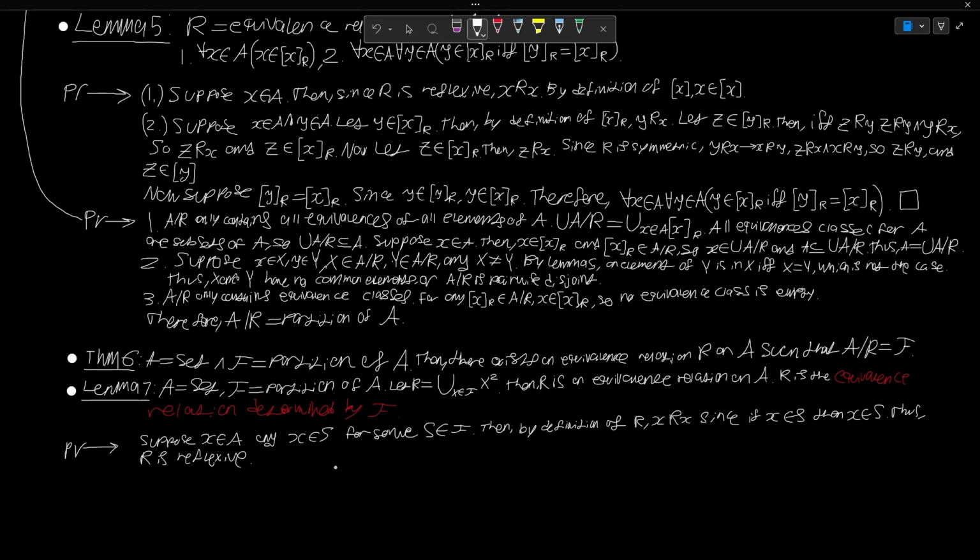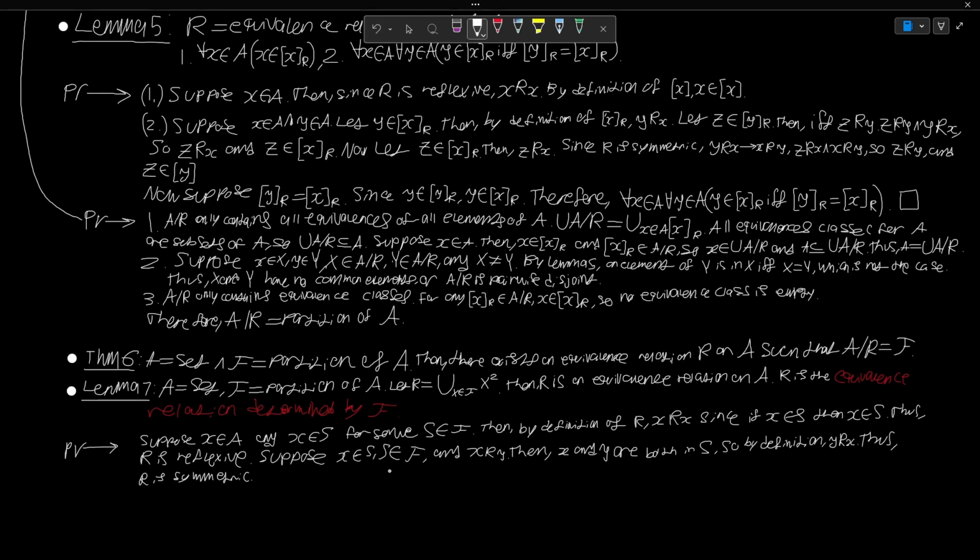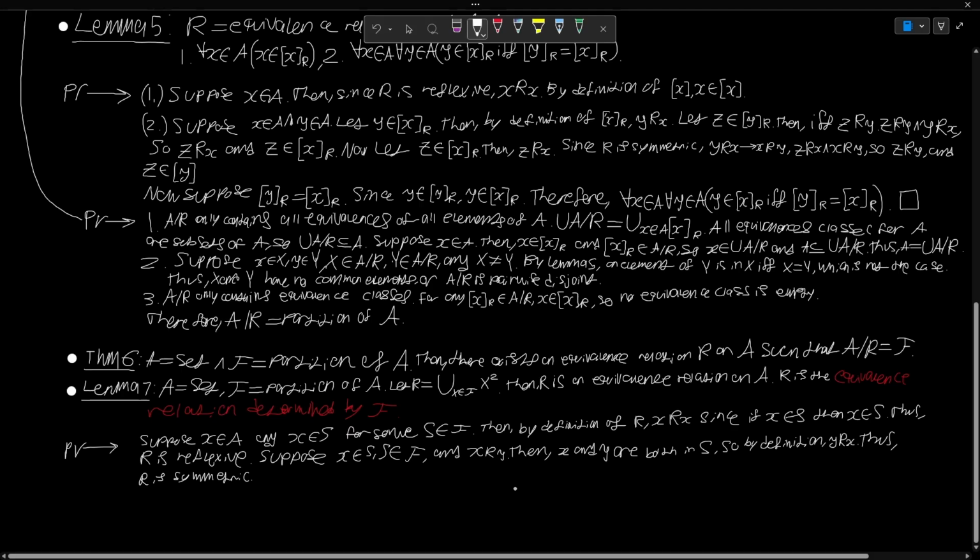So R is reflexive. Now let's suppose that X is in S, S is in F, and X is R related to Y. Then this means X and Y are both in S. So by definition of R, Y is R related to X, since again it pairs elements that are in the same set in F. So R is also symmetric.